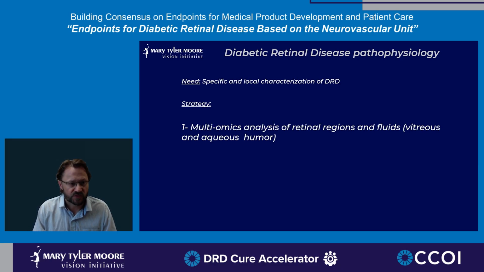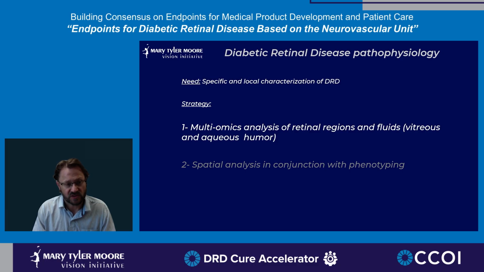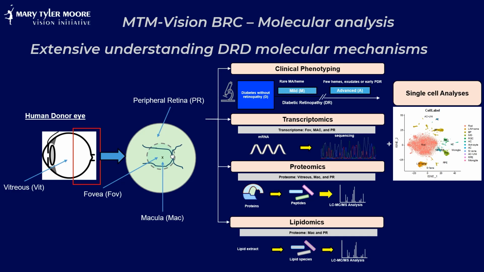First, to perform multiomics analysis of retinal regions and fluid, including vitreous and aqueous humor, to get a global understanding and assessment of what diabetes is doing to the neurovascular unit. And as the technology has been improving, we are now trying to get into more spatial analysis of those changes and assess those in conjunction with phenotyping.